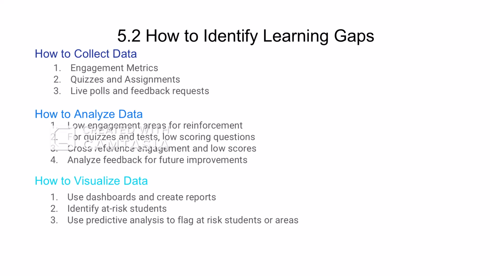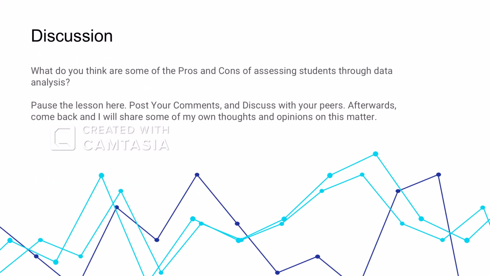And then how to visualize data. Use dashboards, create reports, then look at individual students, identify them as at risk, hopefully prior to them failing the class or failing a part of the class, and then use predictive analysis to flag at-risk students or areas. So you have to look at patterns and then use those patterns to identify students that might be struggling in areas.